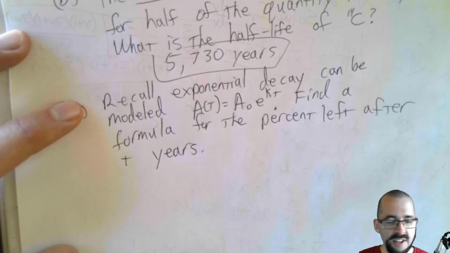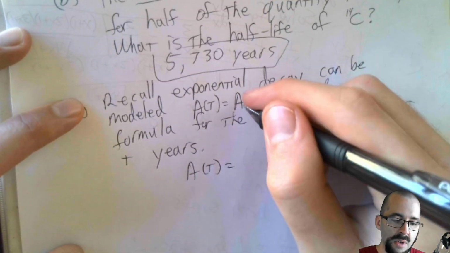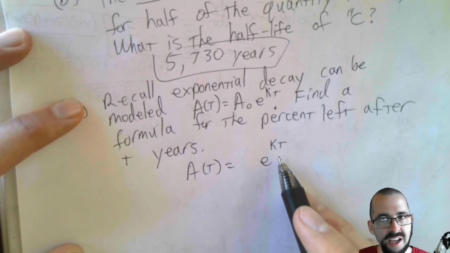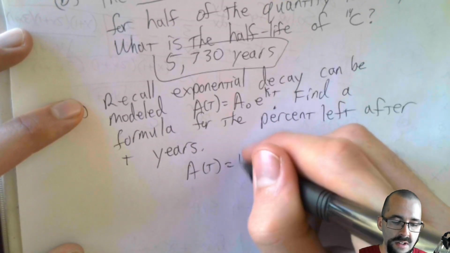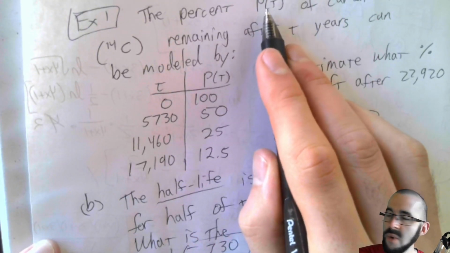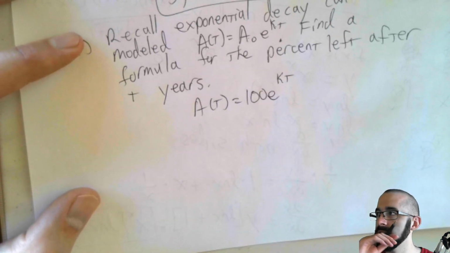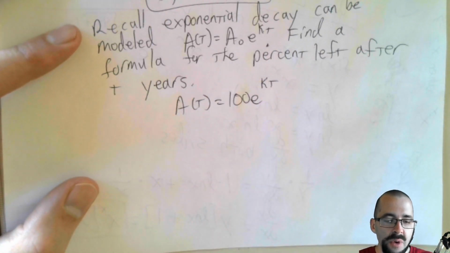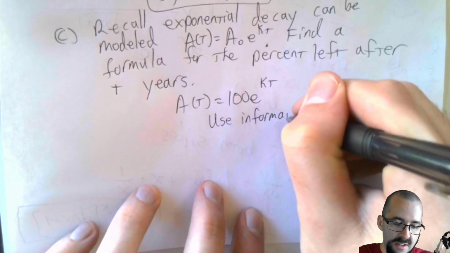Okay. Let's start with the easy part. A of t is going to equal our starting value times e to the kt. Let's not worry about k yet. k is going to be a little tricky. But our starting value, we started with 100%. So if A of t is in percents, dang it, I said P of t. Well, we're switching to A of t. If A of t is percents, we start with 100%. But we need to know what k is.